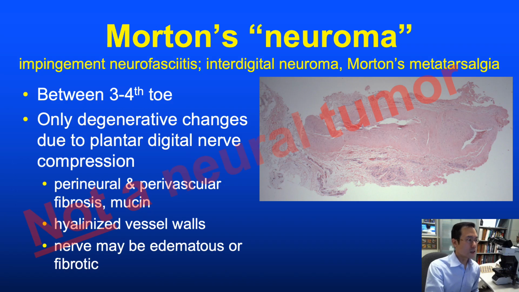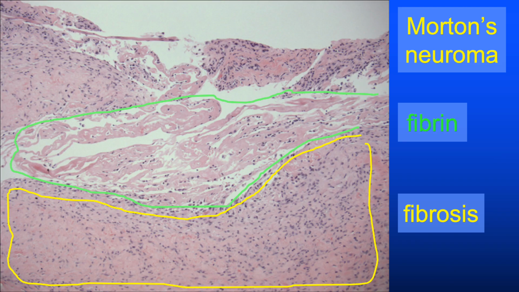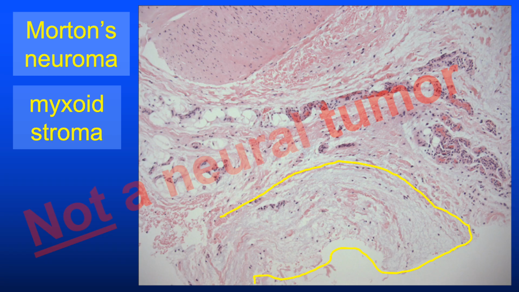And lastly, Morton's neuroma deserves to be in quotes because it's not a true neural tumor. I used to see a lot of these in Connecticut when we were reading for podiatrists, but I never see them nowadays. But stereotypically, these occur between the third and fourth toe, and what one sees microscopically is just degenerative changes. So you can see hyalinized vessel walls, fibrosis, myxoid stroma. There may be edematous nerves, but it's just degenerative changes that in other histologic contexts might be characterized as ancient or even symplastic. Nonspecific degenerative changes. Morton's neuroma is not a neural neoplasm.